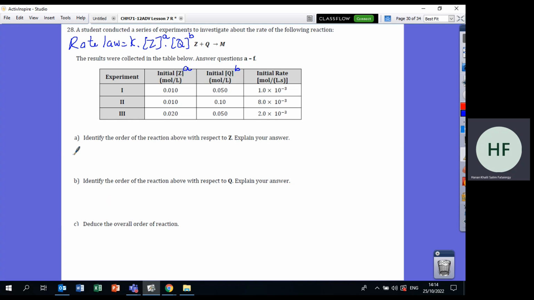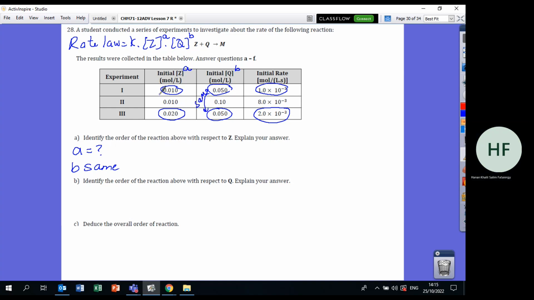Now I need to know A and B from experiment 1, experiment 2 and experiment 3. Here the order of Z, which is A, equals how much? Be careful. When I'm calculating A, I should use 2 experiments where B is the same. In which experiments is B the same? B is the same in experiment 1 and 3. Look, same, 0.05, 0.05. Now I will see what happens to A in the same experiments and what happens to the rate. Now B is the same. What happens to A? 0.01 became 0.02. This means it's multiplied by 2. So A is multiplied by 2.